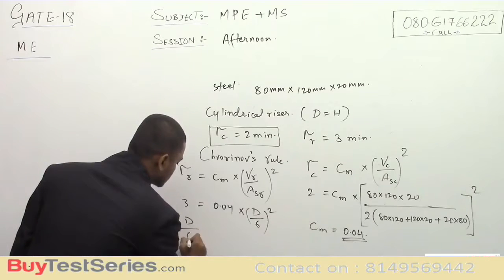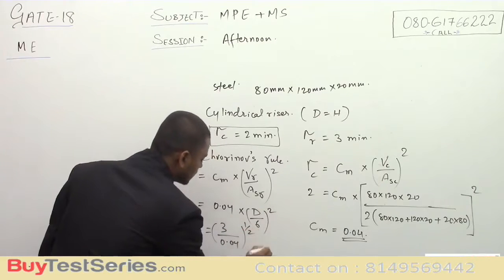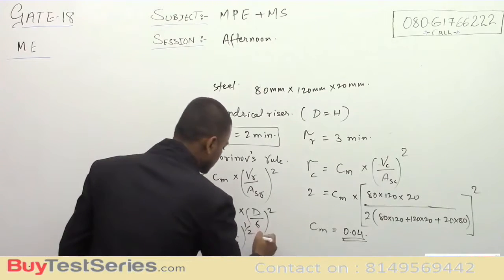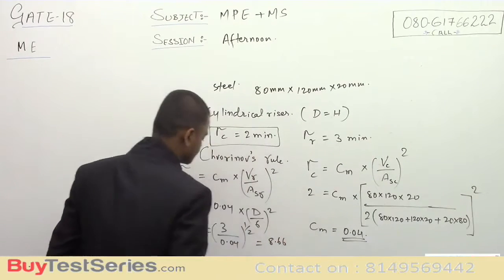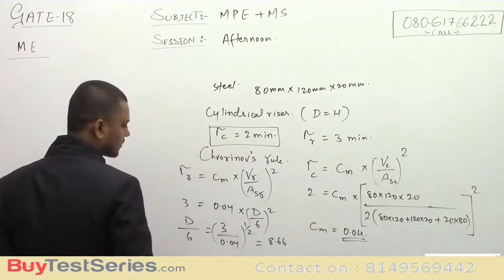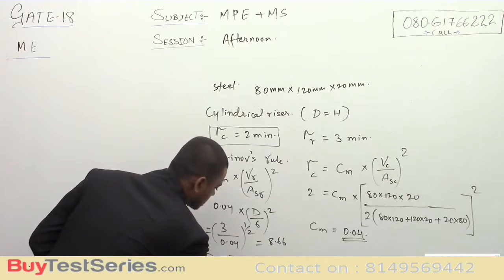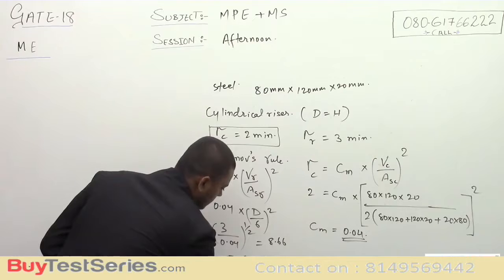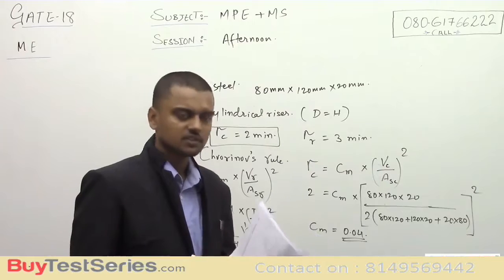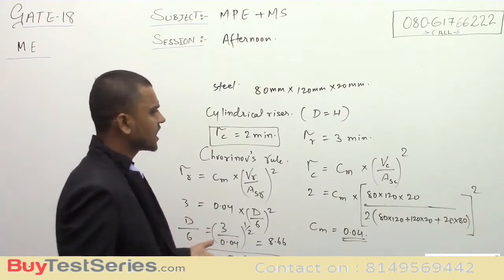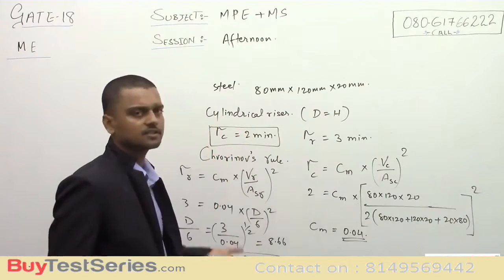So d upon 6 is equal to (3 upon 0.04) to the power 1 by 2. So (3 upon 0.04) to the power 0.5 is equal to 8.66. Now if you multiply 6 by 8.66, you will get d equal to 51.96 mm. So this will be the diameter of the cylindrical riser. In this way we can find out the diameter once we have the dimension of the casting, and as you know it is a cylindrical riser whose diameter is equal to height.